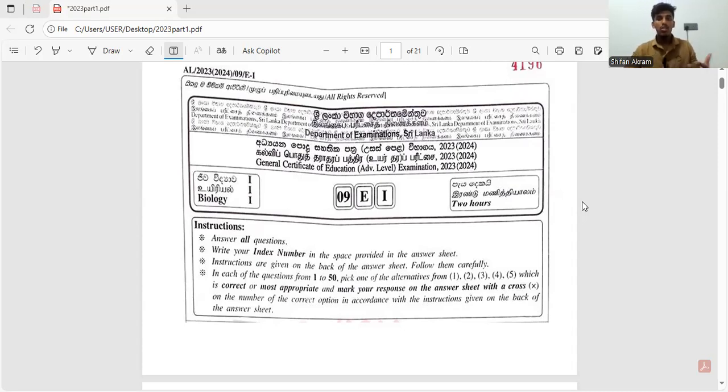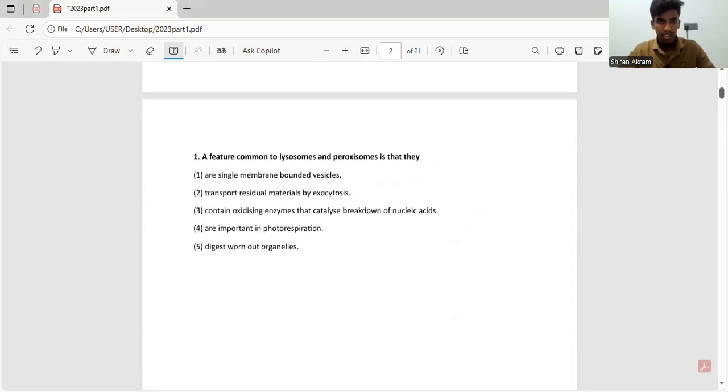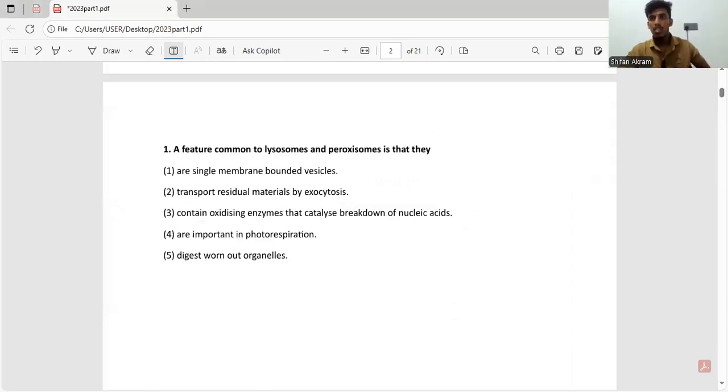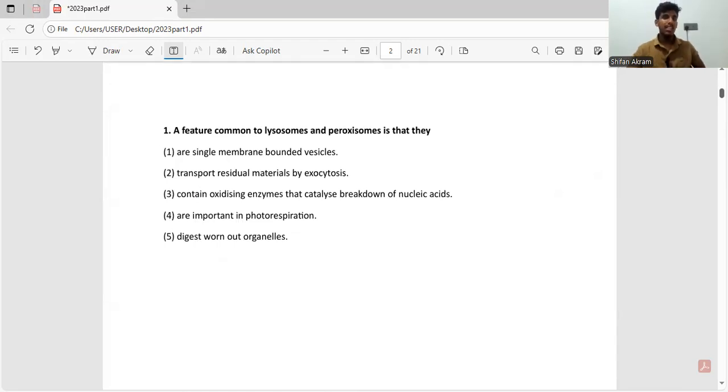Now let's go through the 2023 paper. Okay. So the first question on the 2023 paper was about organelles present inside the cell, specifically lysosomes and peroxisomes. The question was: a feature common to lysosomes and peroxisomes is that they.